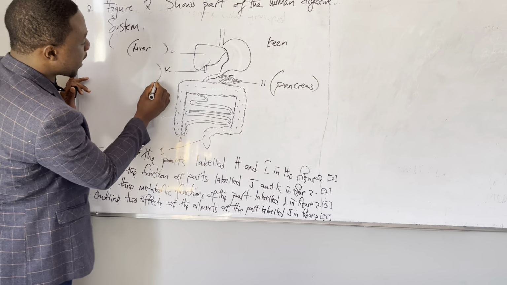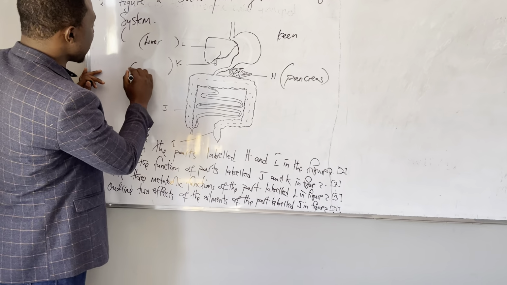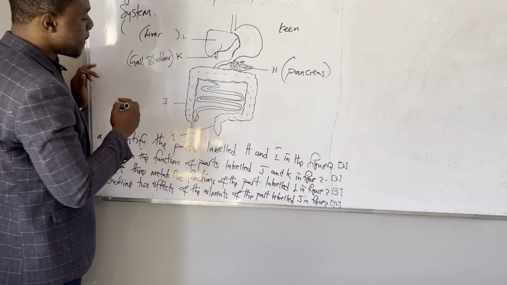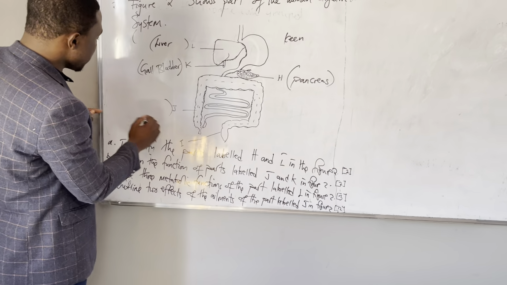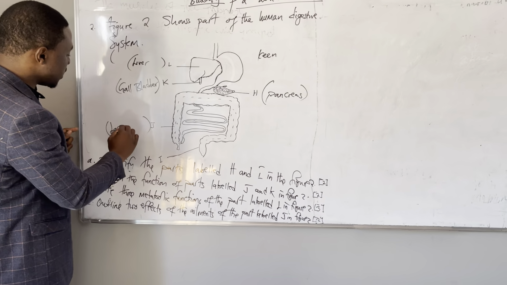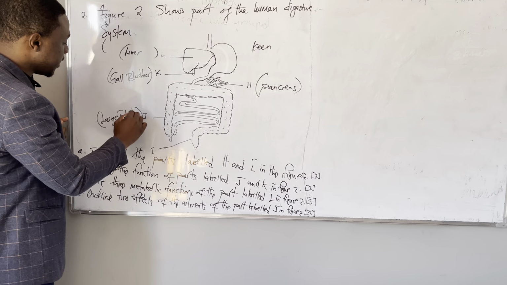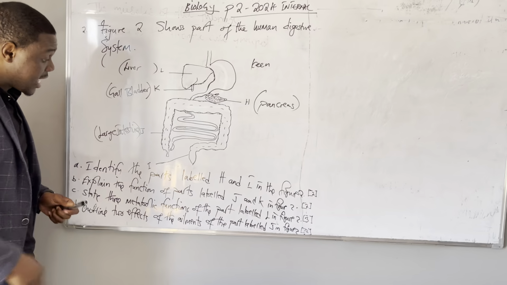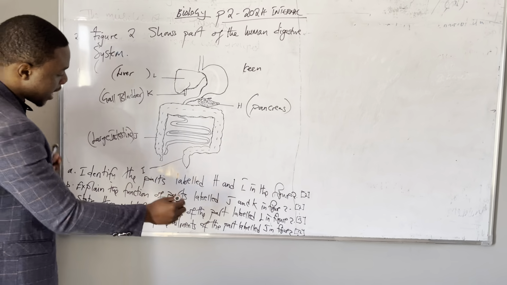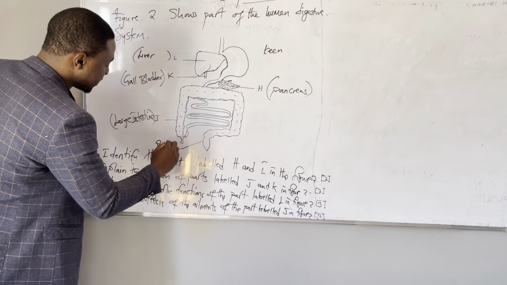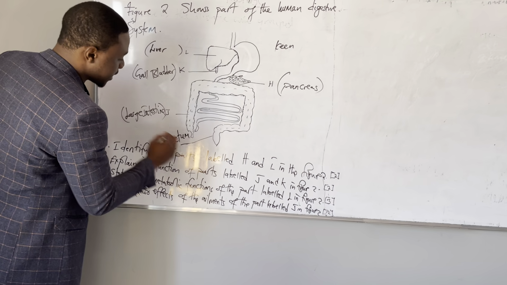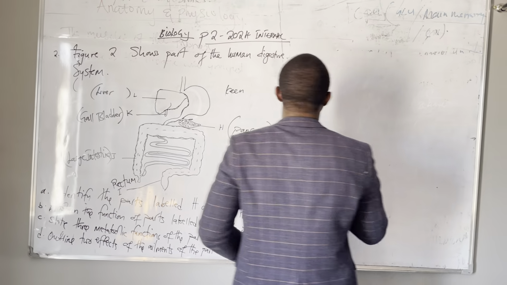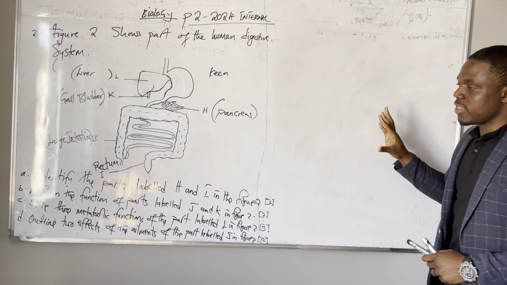If you proceed to K, what is K? K is the gallbladder. When you look at J, that is the large intestine. Then the last one down there is the rectum. When we have sampled it like that, we can now proceed to answer the questions that we have.